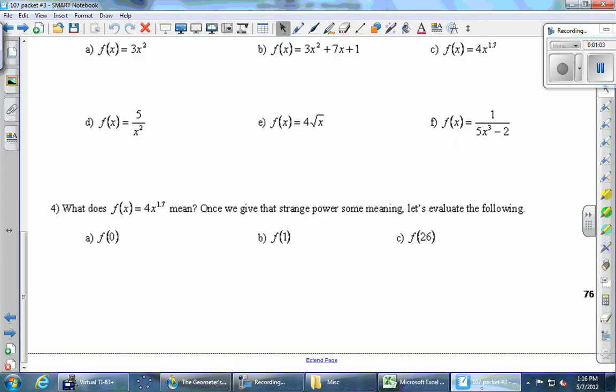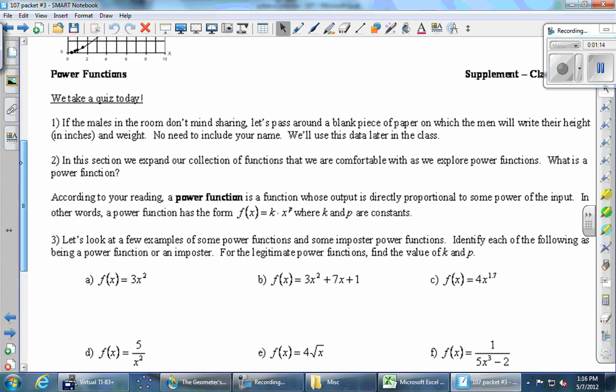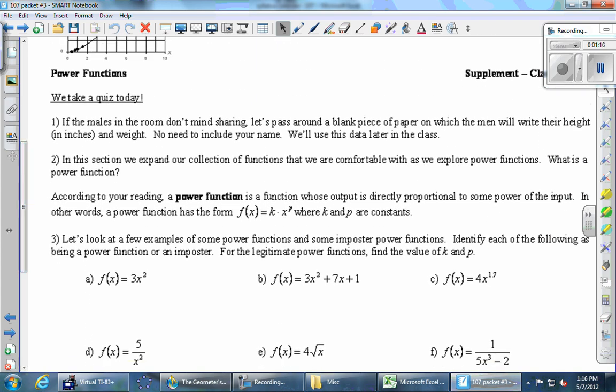Okay, so on page 76, it talks a little bit about this new kind of creature called the power function. And hopefully in your reading, you guys did a little bit of work to try to figure out what these things are. So first, I actually collected a bunch of data from the males in the room. I have heights and weights, and we're going to use that data at the end of this class to do something. So we'll come back to that. Well, let's move on to number 2.